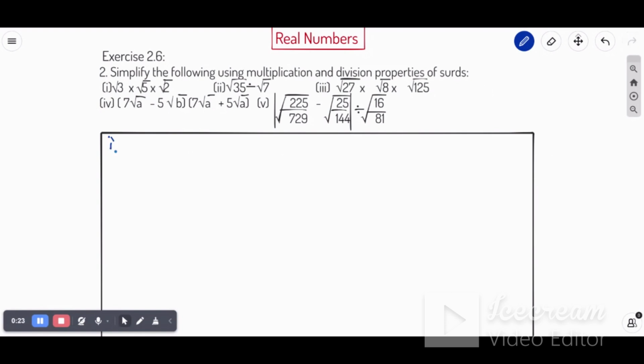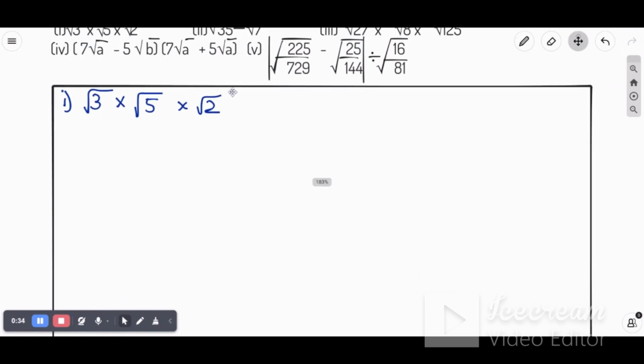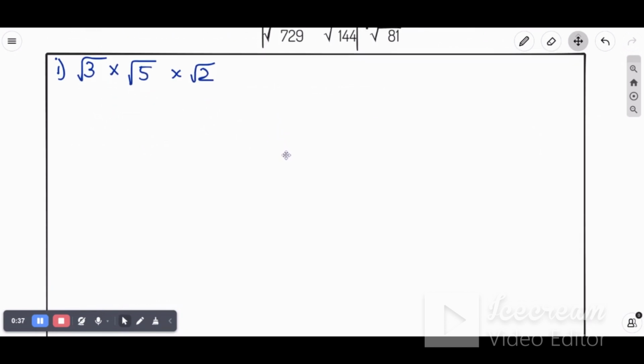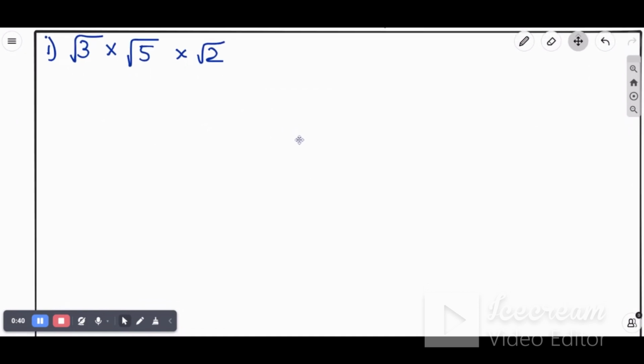So the first question is 3 square root of 2 into square root of 5 into square root of 2. So let us analyze this question first. If you take a closer look, the question has all square roots. And one more thing, if it is addition, you can do nothing on this. But since it is multiplication, you can directly open your square root and put 3, 5 and 2. This is a square root, you don't have any cube roots or fifth roots here, so you can directly multiply.